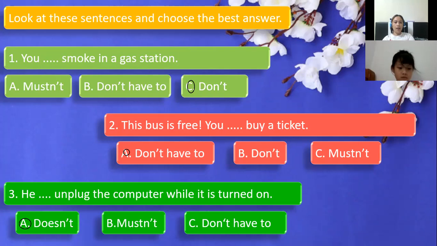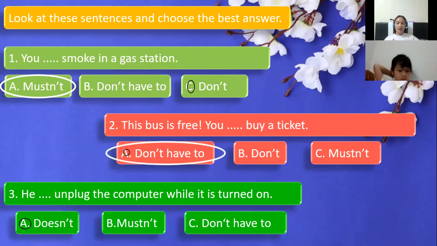Okay, let's try it. You mustn't smoke in a gas station. It's very dangerous, baby, when you smoke in the gas station. So you must not or you mustn't. This bus is free. You don't have to buy a ticket. Okay, that's correct. He mustn't unplug the computer while it is turned on. Okay, baby, read them all.